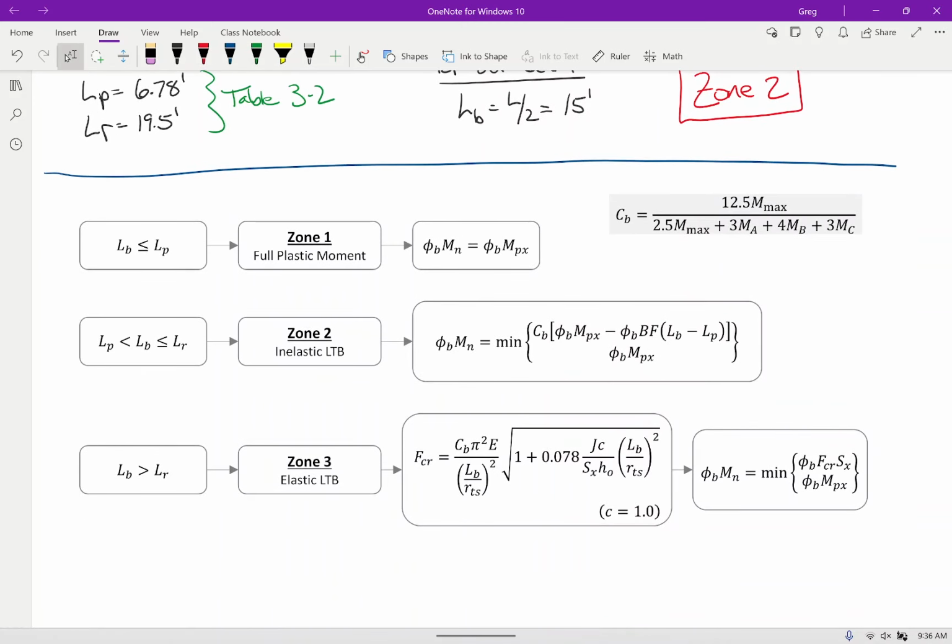Here's our little flow chart. We're definitely here because our LB is between LP and LR. And if that is the case, I propose that our capacity is going to be governed by this expression. So this is how we're going to compute the capacity.